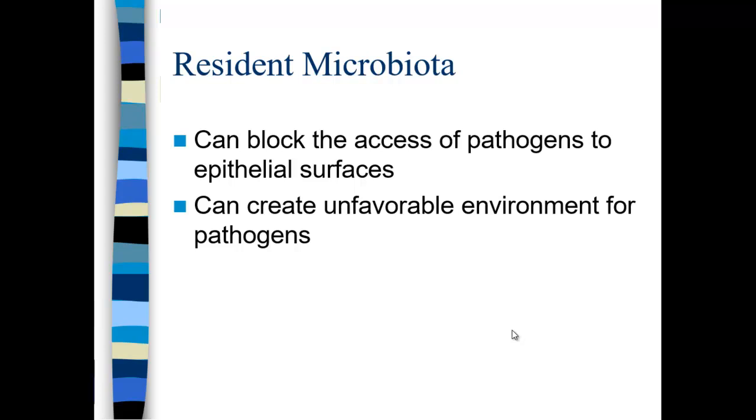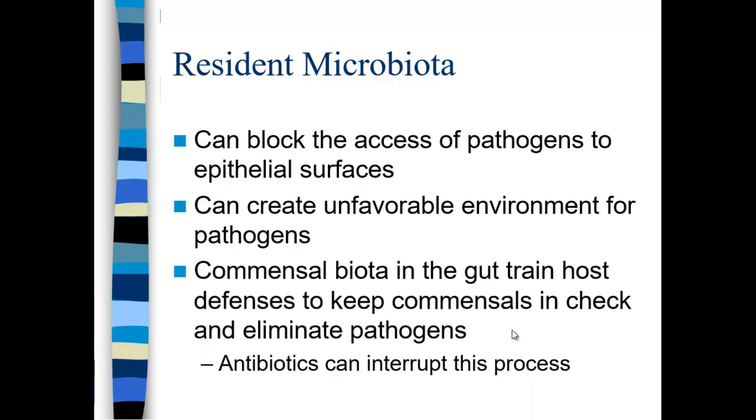Also, differences in pH, differences in secretions will create an unfavorable environment for the pathogens. And then commensal biota in the gut train the host defenses to keep commensals in check. So you do have some type of immune response against commensals, just so they won't overgrow. And also the commensals will train the host defenses to eliminate pathogens.